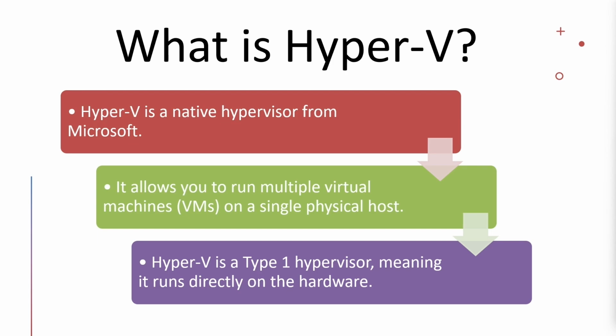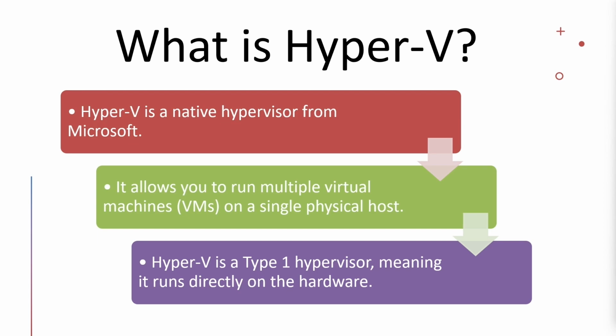So the first question is, what is Hyper-V? Hyper-V is a native hypervisor from Microsoft. It allows you to run multiple virtual machines on a single physical host. Hyper-V is a Type 1 hypervisor, meaning it runs directly on the hardware. So basically, Hyper-V is a product of Microsoft, and it also helps us to run multiple operating systems on a single computer through the usage of virtual machines.